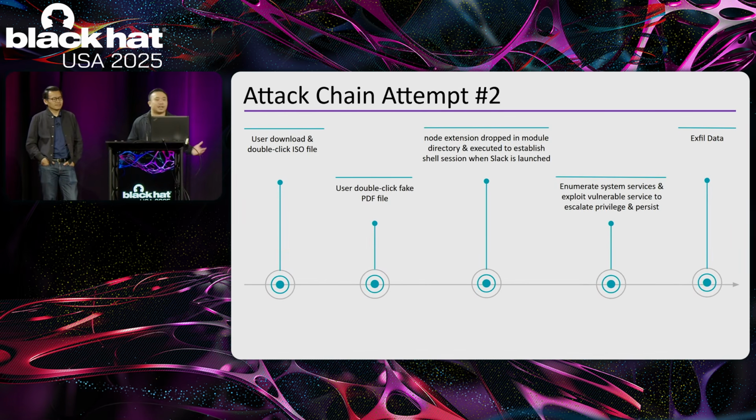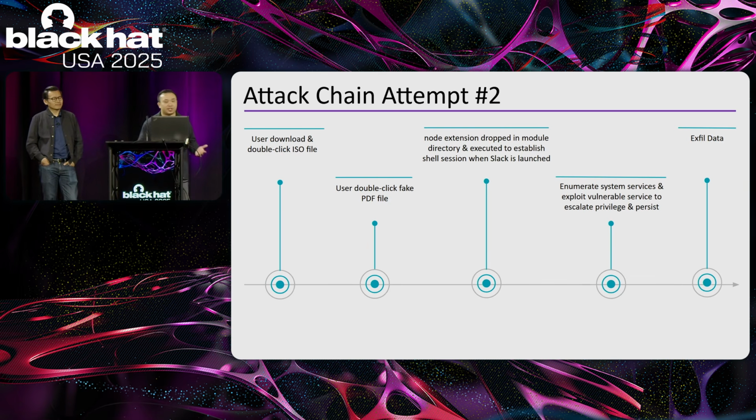So with this new mutation, I executed the attack chain again. First, the user double-clicks on my meeting invitation.iso file, and it mounts to the file system as an external drive. The user sees my fake PDF file, which is an LNK file, and the index.node file. They double-click on the invitation.pdf file, which drops the Node extension to Slack's module directory.